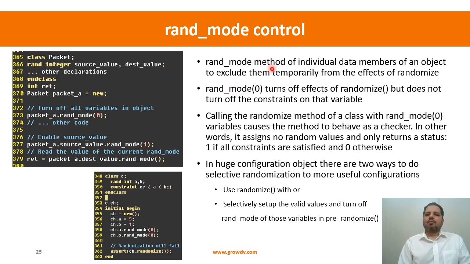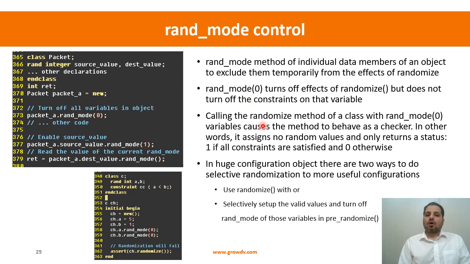The rand mode method can be used to turn on or off the effects of randomization on the individual properties of a particular class. If you want to exclude some data members from the effects of randomize, you can do it with the help of rand mode. When you say rand mode 0, it turns off the effects of randomize. But an important point to note is that it does not turn off the constraints on that variable. This is a very important point. So when we say rand mode 0, it won't do the randomization.